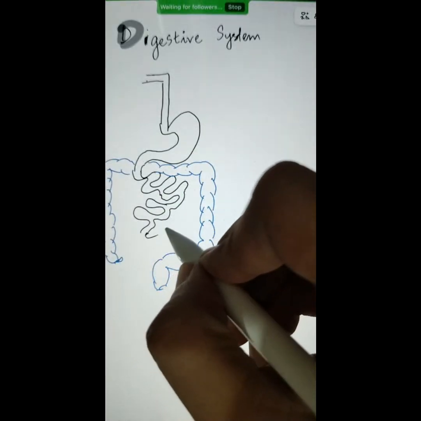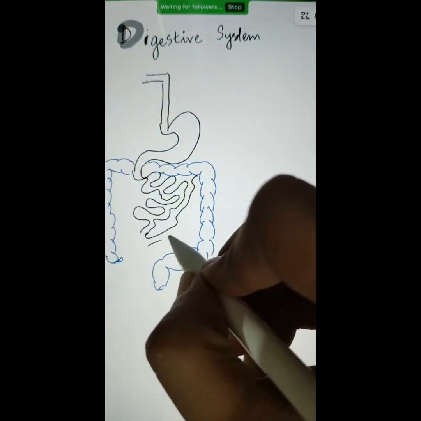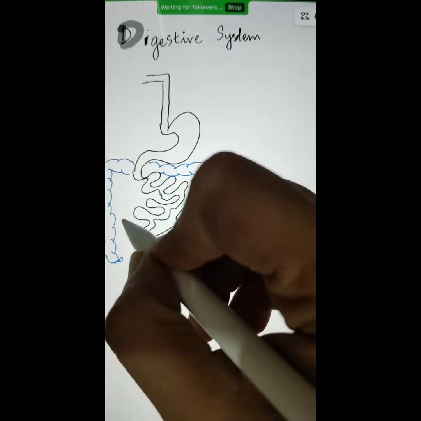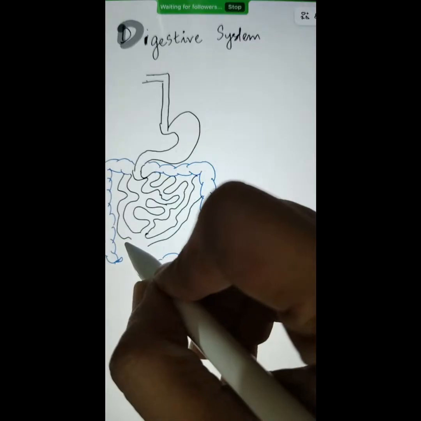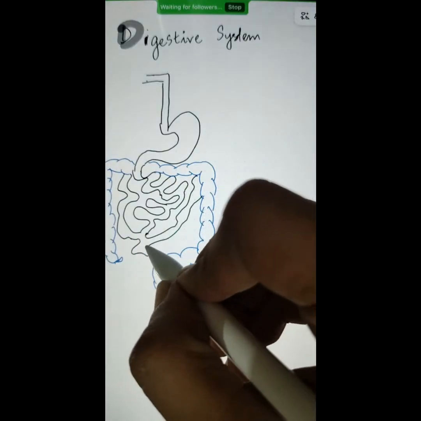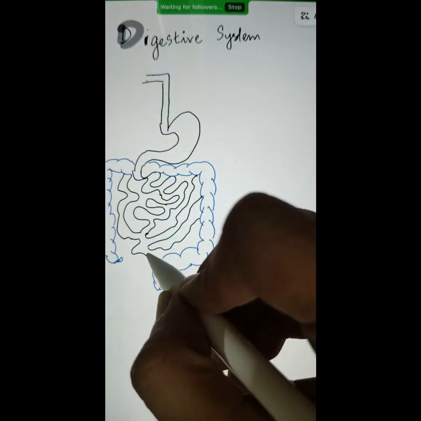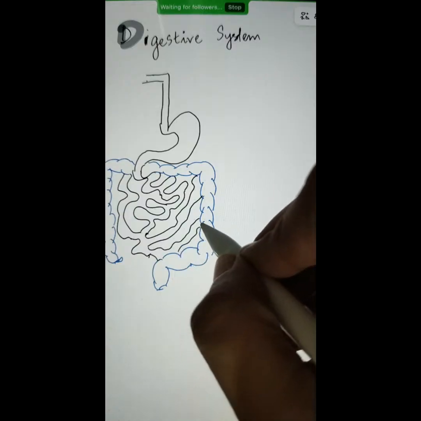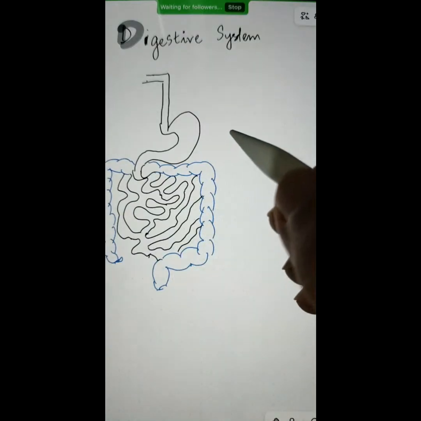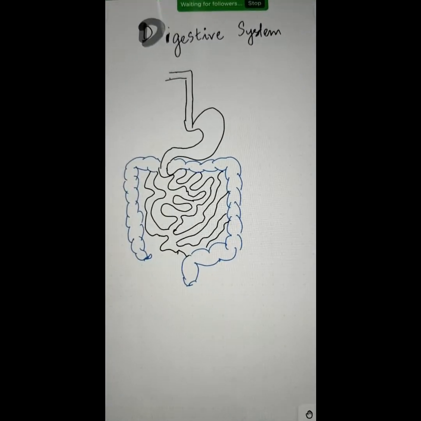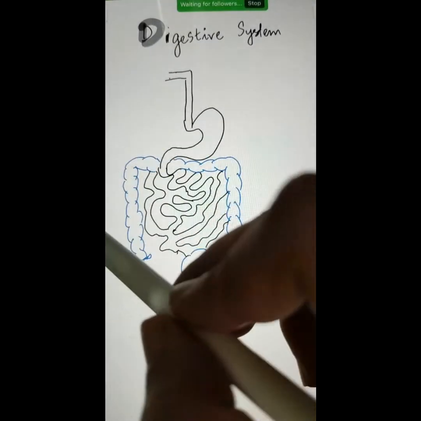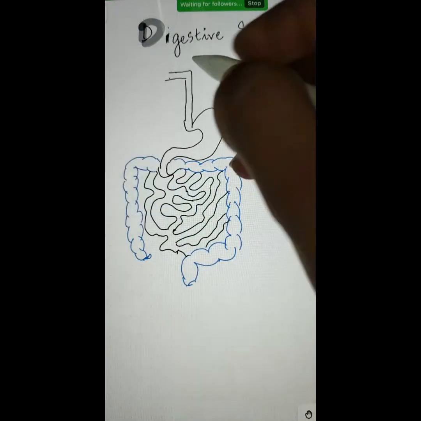Here you need to fill up all this complete region with the small intestine. It is a coiled structure internally lined by finger-shaped projections, which are known as villi. And the greater the number of villi, that means the more will be the absorption rate, right? So we will be doing labeling.